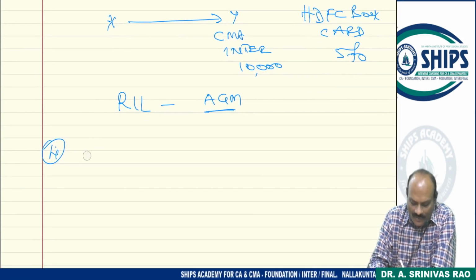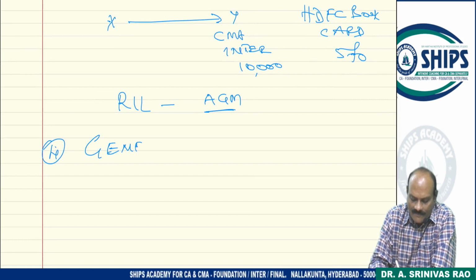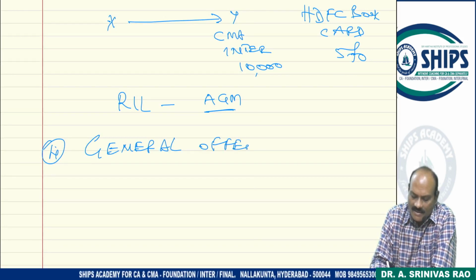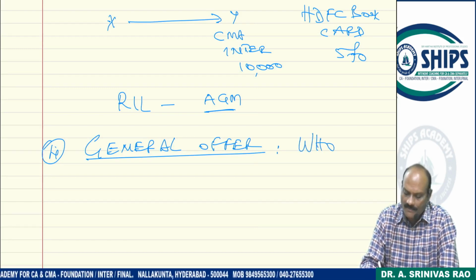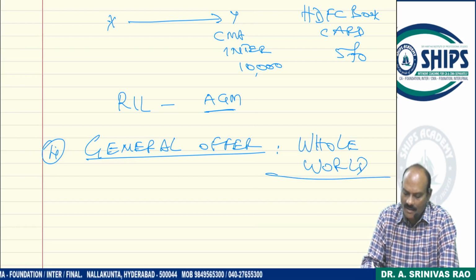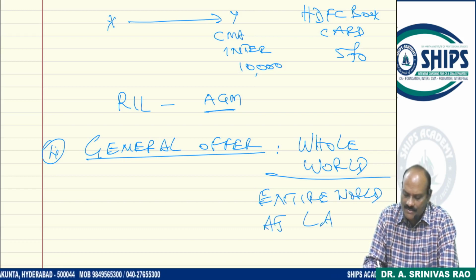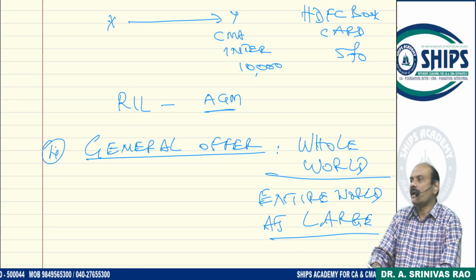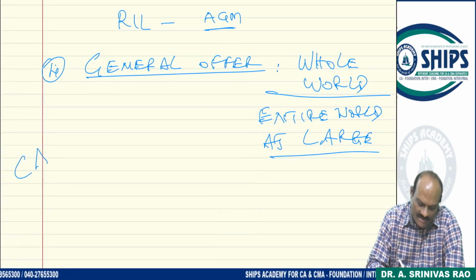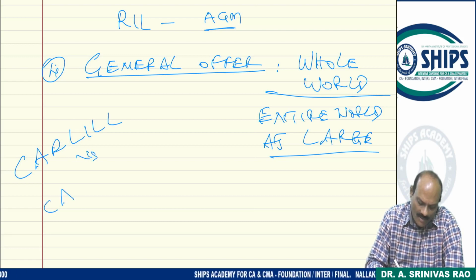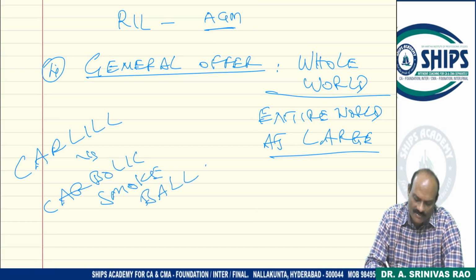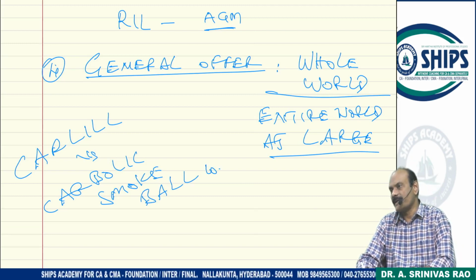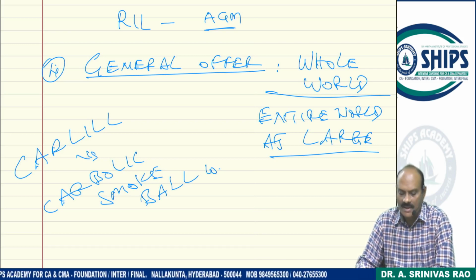Next, general offer. Tell me, general offer means? Excellent, write down. When offer is given to the whole world or entire world at large. For this, always one case, Carlill versus Carbolic Smoke Ball Company. Right, this case you write. Carlill versus Carbolic Smoke Ball Company.